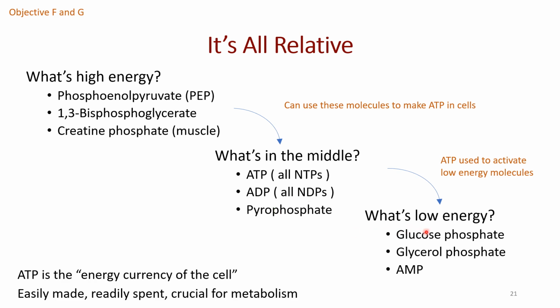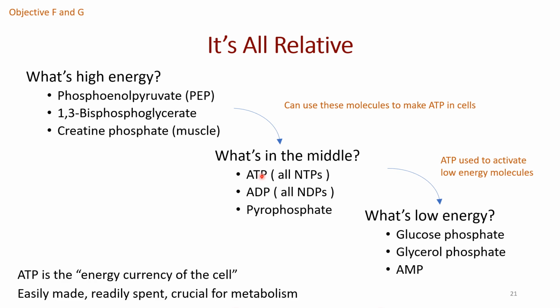But then down here we're looking at glucose phosphate and glycerol phosphate. These are organic molecules that just have a single phosphate attached to a carbon. They've got more energy than, say, glucose or glycerol by itself, but it's not as high as ATP, for example. And that brings up the concept of ATP being the energy currency of the cell.